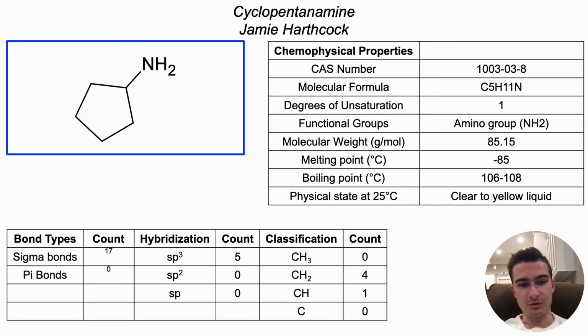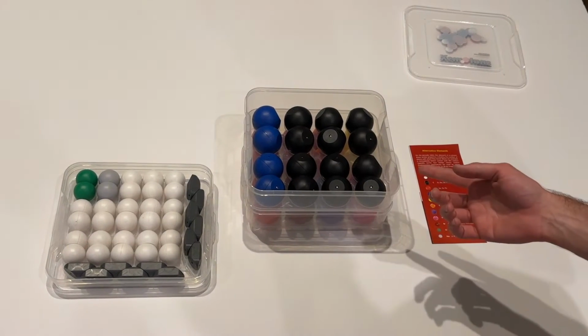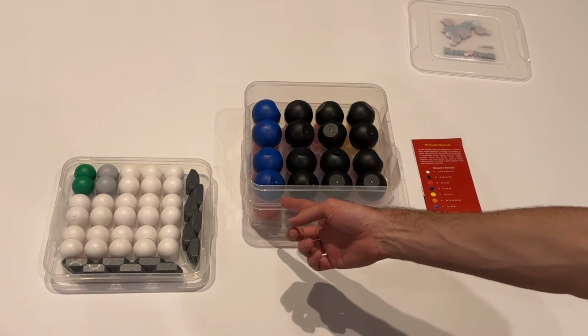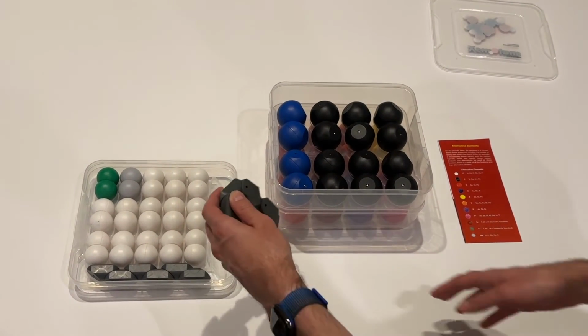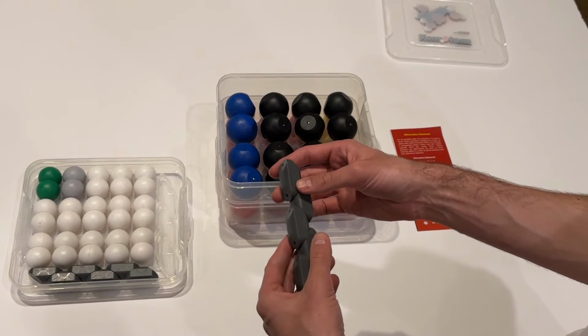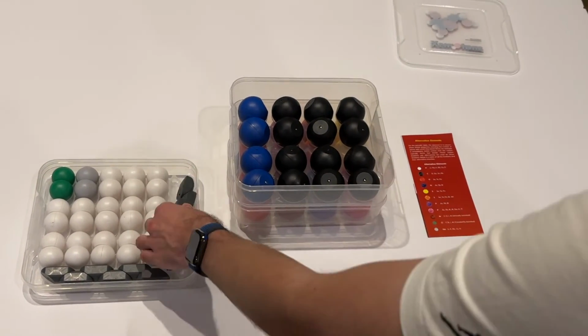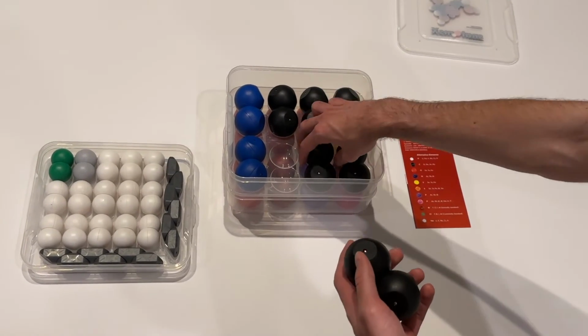So that's cool. And here we have the Snatoms kit. The black represents carbon, the blue represents nitrogen, the white represents hydrogen, and these right here represent pi bonds, which we don't have, so we're not going to be using these on this molecule. So we're just going to get the carbons.